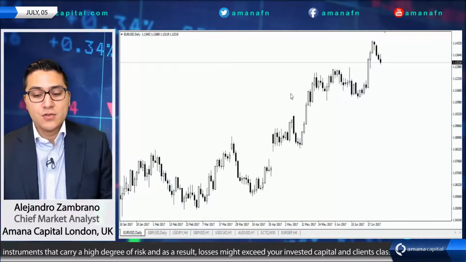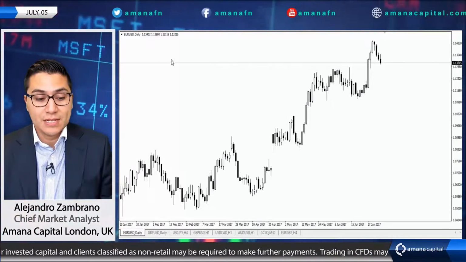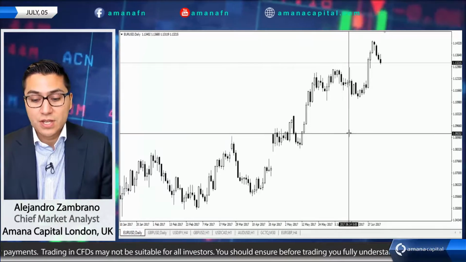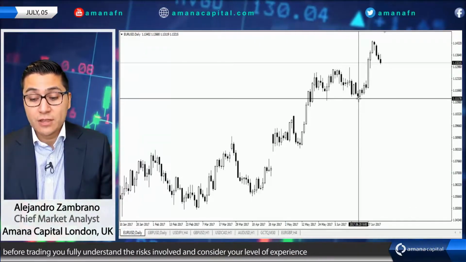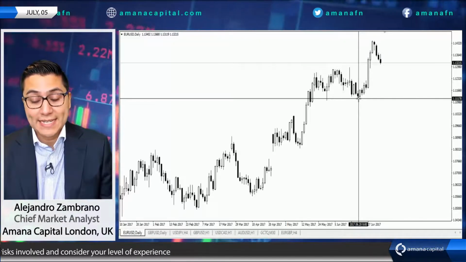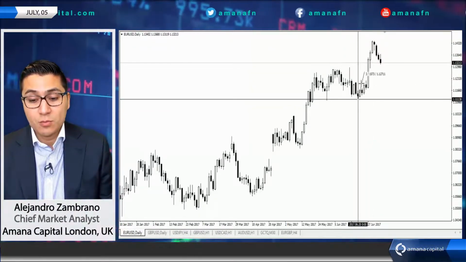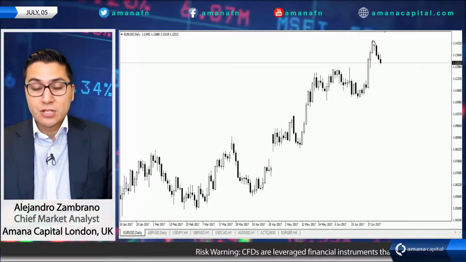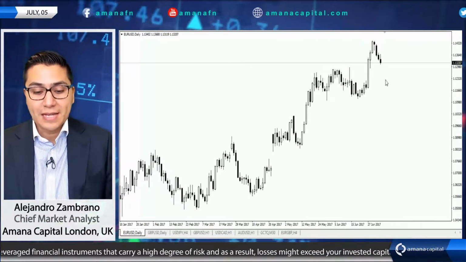This is the euro dollar, and we're looking at a daily chart. You can see that price has been trading higher over the last few months, and the last major low was created on the 20th of June at 111.17. From that level, we had a nice rally to the upside. The whole move was about 334 pips. So after such a move, it does make sense that the market needs to pull back a bit.